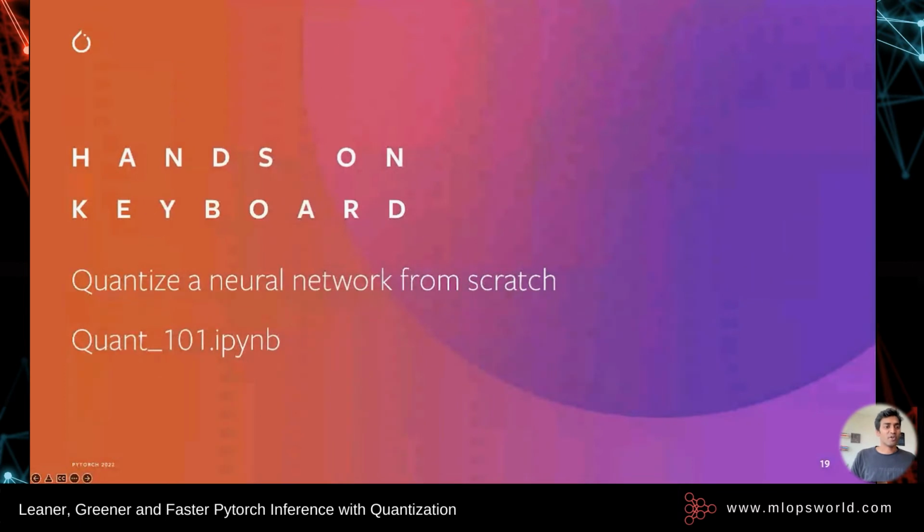Okay, it's time to code. If you have cloned the repository, please open Quant 101. That is the notebook that we are going to be using for this exercise. Give me a moment while I share my IDE.